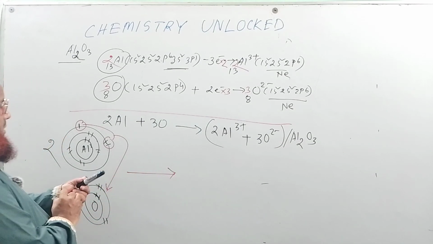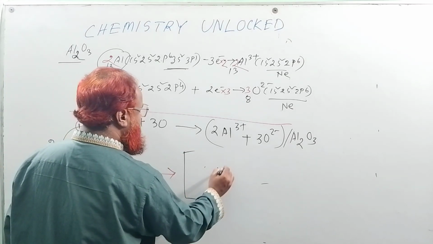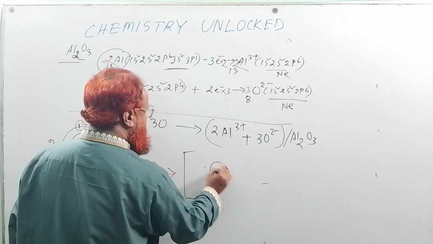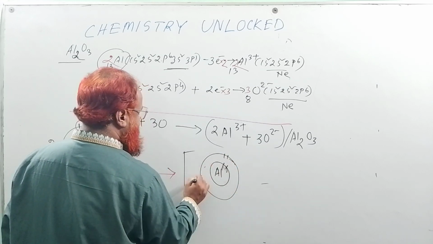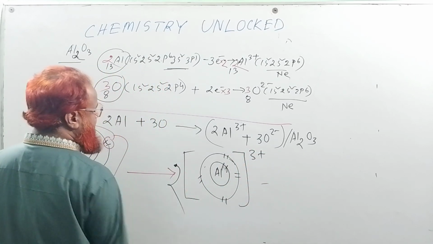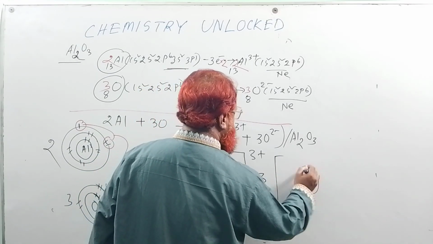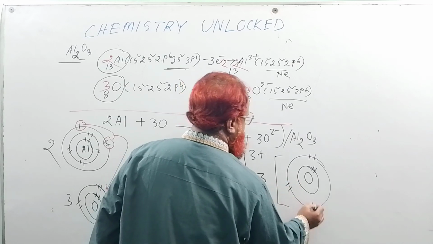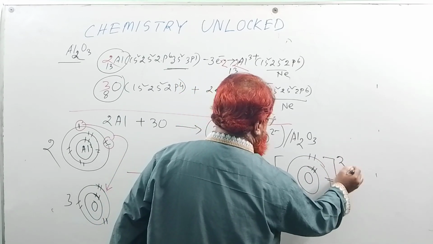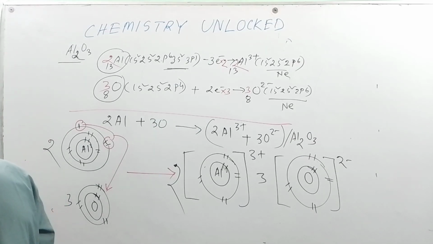So the diagram will be Al3+, first orbit, second orbit, and here it is 2 aluminum ions with 3 plus and 3 oxide ions, first orbit, second orbit. This is the oxide ion. So dear students, this is the diagram of aluminum oxide, that is ionic bond. Now we will start covalent bond.